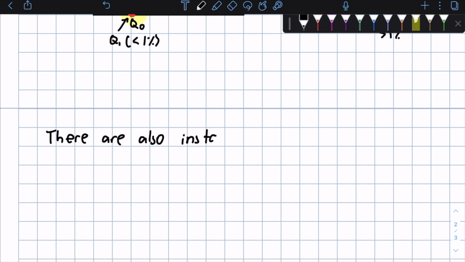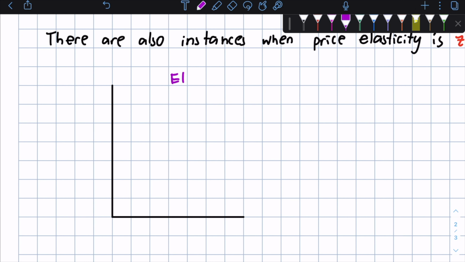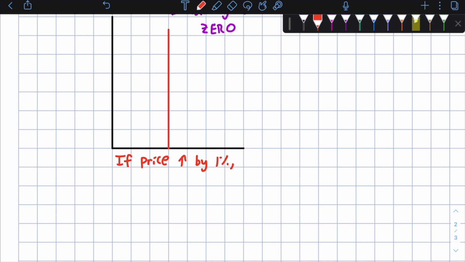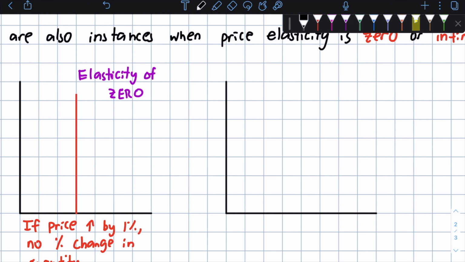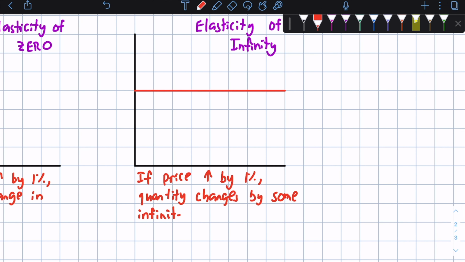There are also instances where price elasticity is either 0 or infinity, and we'll show you these cases now. So elasticity of 0 means that the curve is perfectly vertical, and this is called perfect inelasticity. So if the price increases by 1%, there's no change in the percent change in quantity. And for infinity, the curve is horizontal, and there is an infinite percentage change in quantity if price increases by 1%.